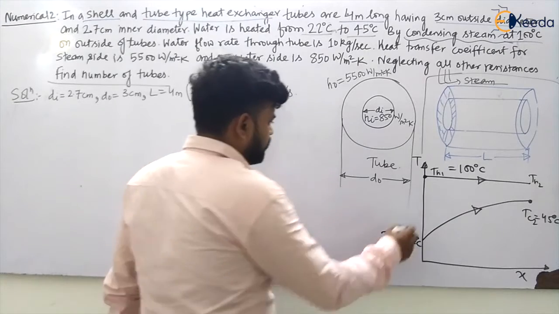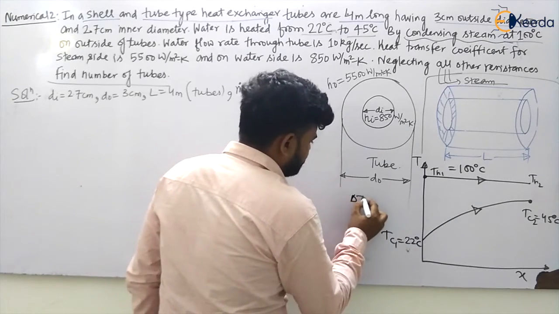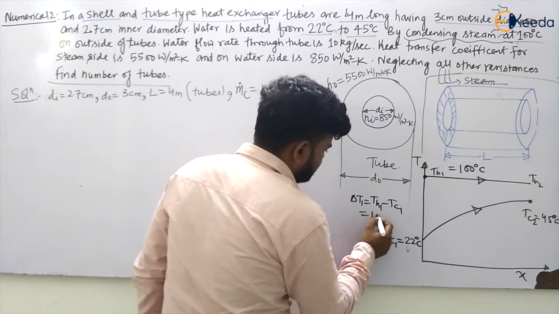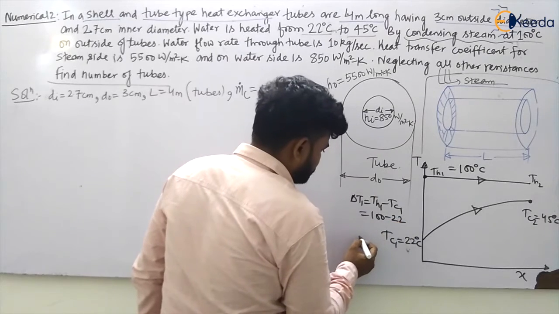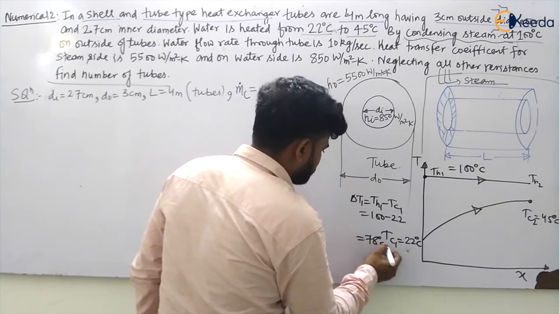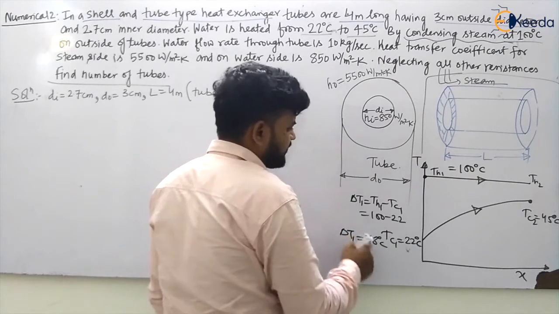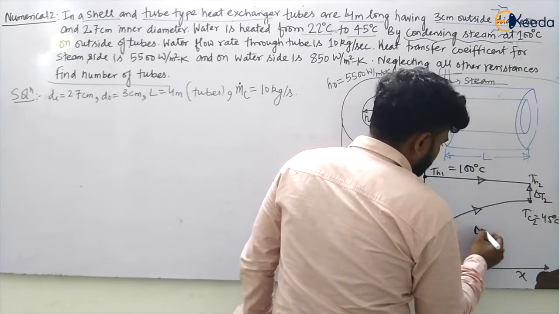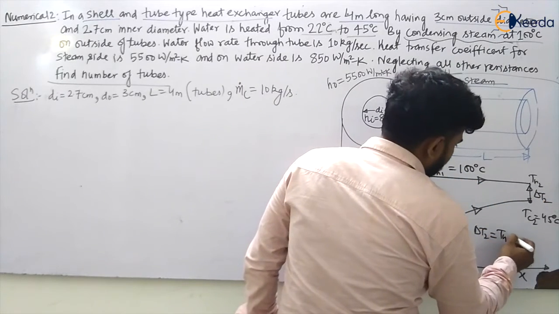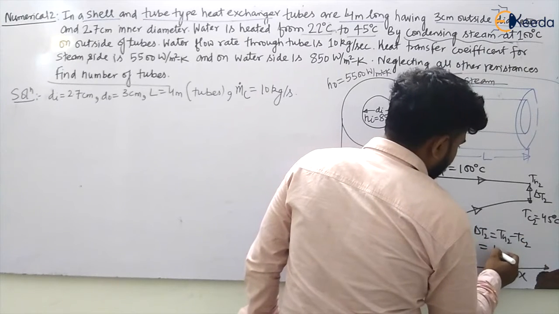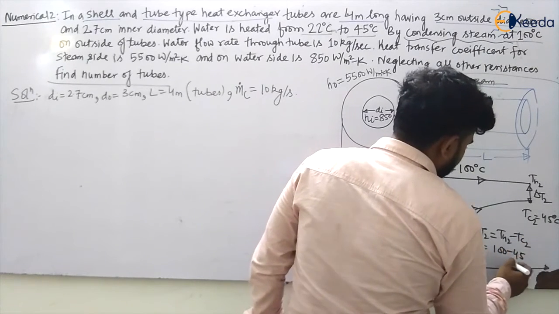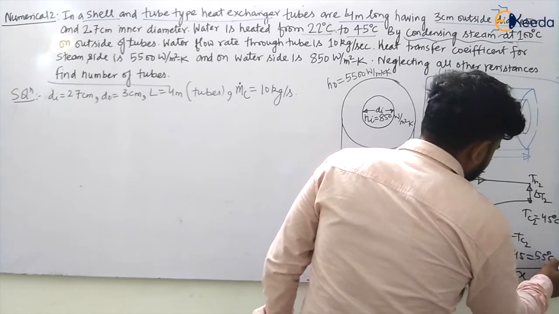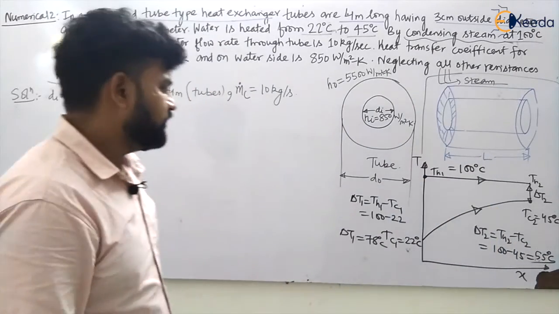Now what I will have is that delta T1 will be equal to TH1 minus TC1. Yes or no? So this will be 100 minus 22, and this will be 78 degrees Celsius, my dear students. That will be delta T1, 78 degrees Celsius. What will be delta T2, my dear students? So delta T2 will be given by TH2 minus TC2, and this will be 100 minus 45, so this will become 55 degrees Celsius, my dear students. 55 degrees Celsius. Now we know delta T1 and delta T2.